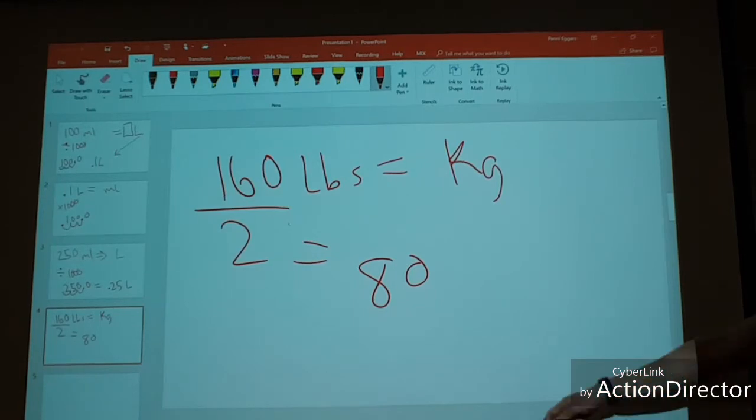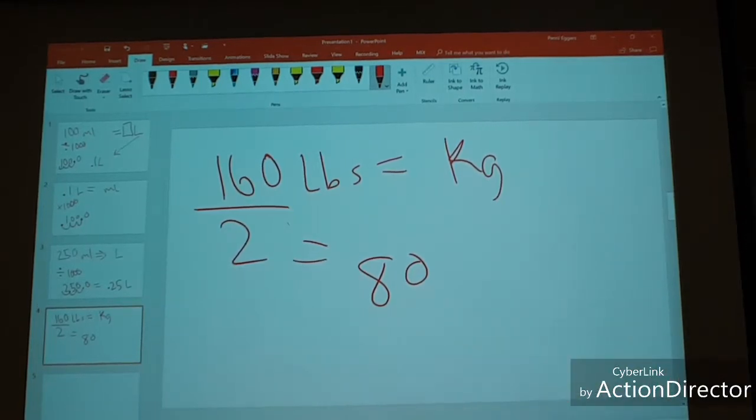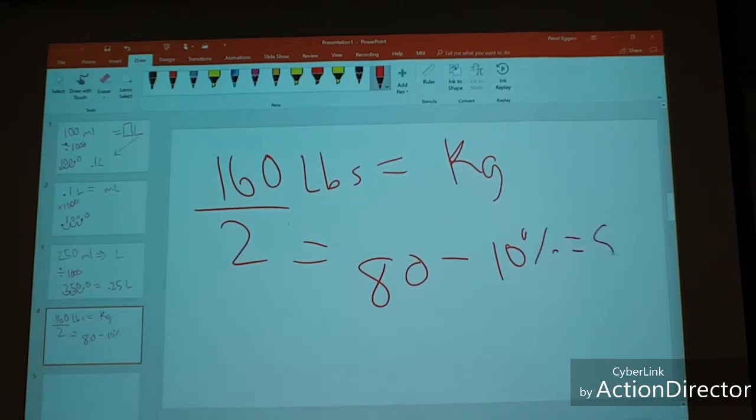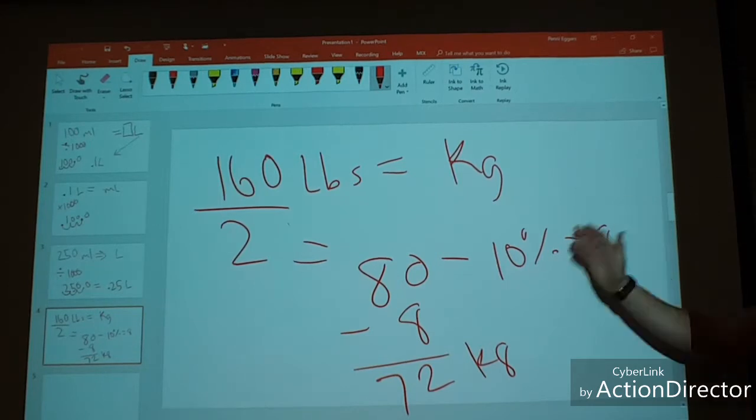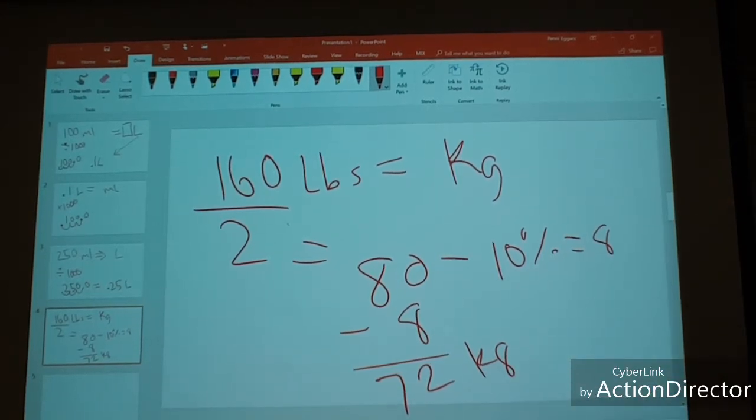Now, what's 10% of 80? 8. So, take away 10%, which is equal to 8. I just do 80, take away 8, which is equal to 72 kilograms. Boom. That's simple. All right, that's 160 pounds. You can literally give me any pounds, and it's going to break down like this every single time. All right?